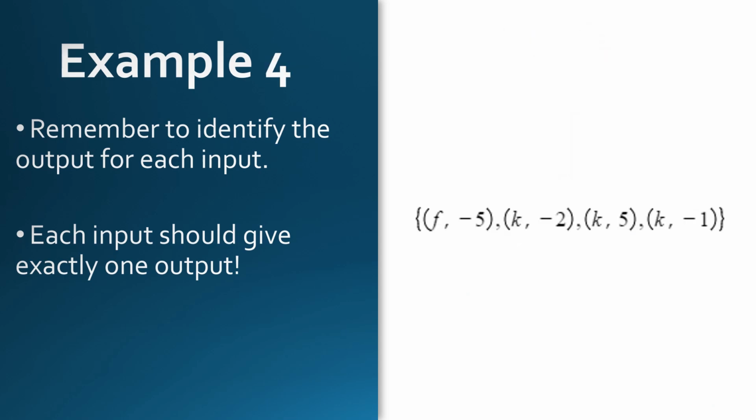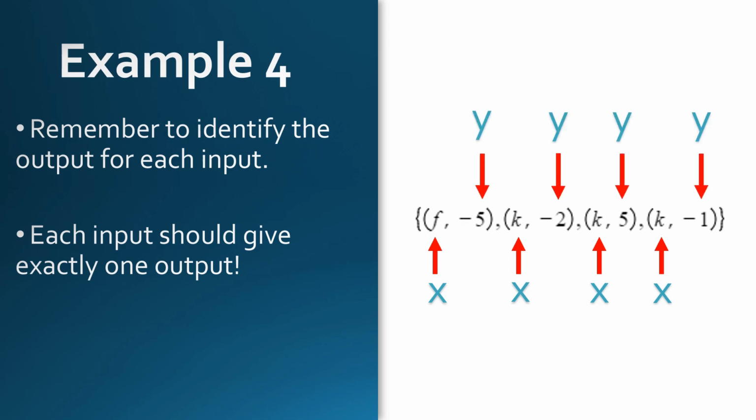Alright students, this is our last example. We have ordered pairs here. Remember that each input has to give you exactly one output. So first let's look at the inputs, and you'll notice we have K 3 times here. We have one F, and then K, K, and K. This is already not off to a good start.